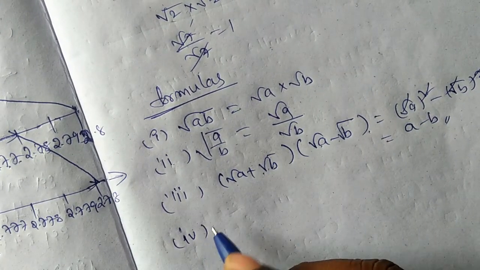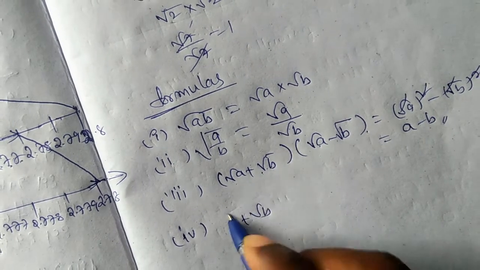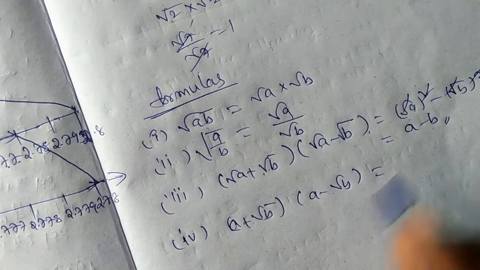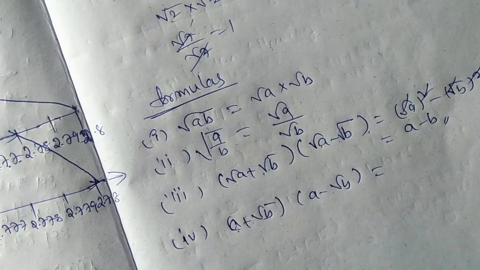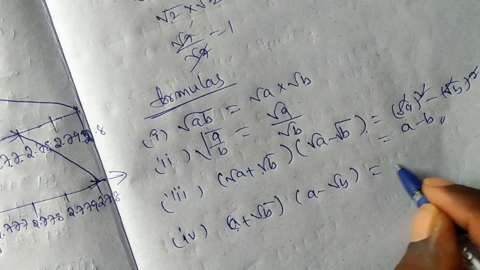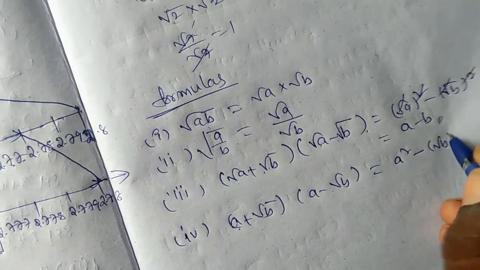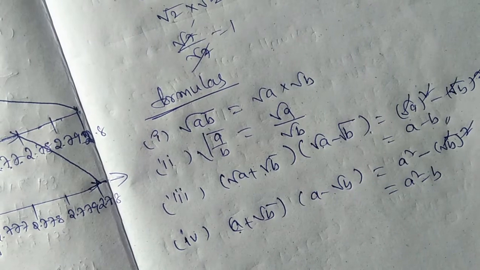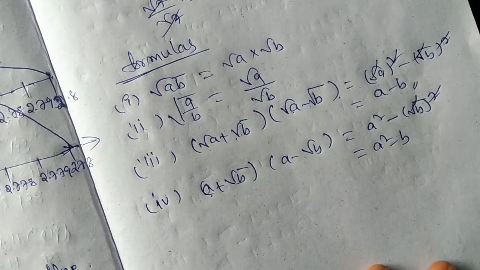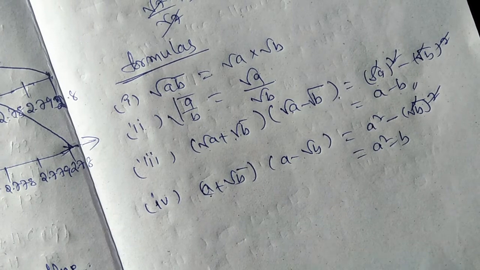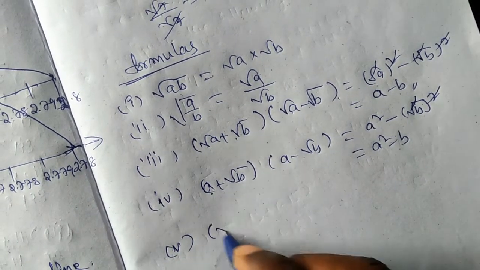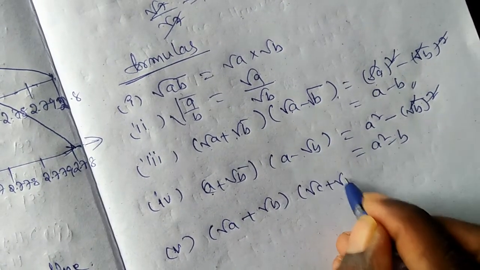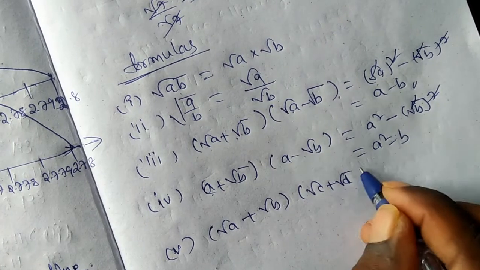Now the fourth one: a plus root b into a minus root b is equal to, how is it like? It is also the same, a plus b into a minus b is a square minus b square. A square minus root b square, the root square cancels. A square minus b.